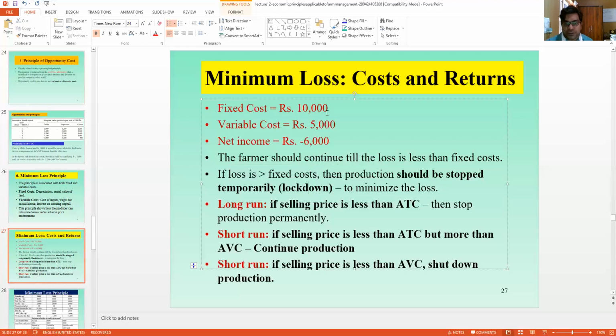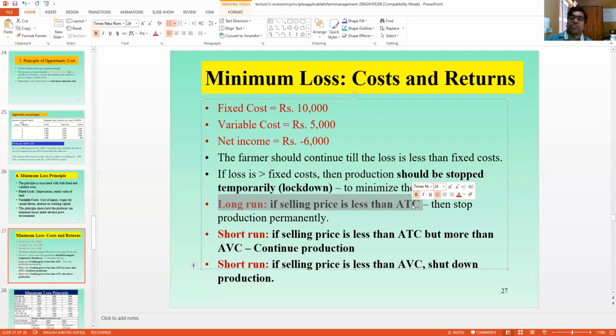We have fixed cost 10,000. Okay, net income is minus 6,000. So we have a loss. At the same time, the loss is less than fixed cost. So if the loss happens to be less than FC, the farmer can stop his production temporarily. If we take long run conditions, in the long run, the selling price that the farmer receives should be more than ATC. What is ATC? Average total cost. So the selling price which the farmer receives should be more than ATC. If it is more than ATC, it is good for the farmer.